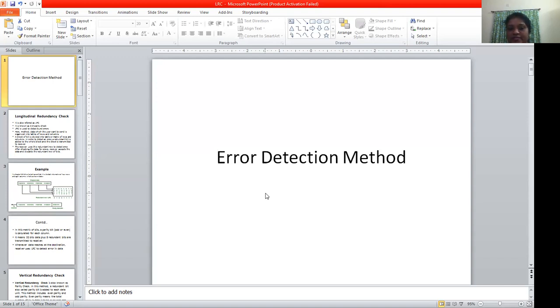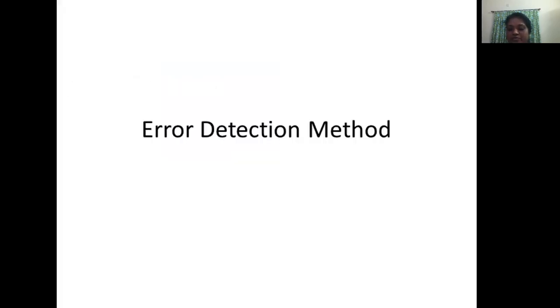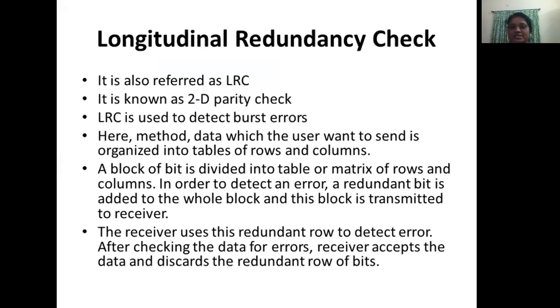In this error detection method, we have longitudinal redundancy check and also vertical redundancy check. The longitudinal redundancy check theory part was already done in the class, so we are just doing the problems. This is also called LRC, or 2D parity check. It is used to detect burst errors, and the data which the user wants to send is in the form of tables of rows and columns, arranged in the form of a matrix.